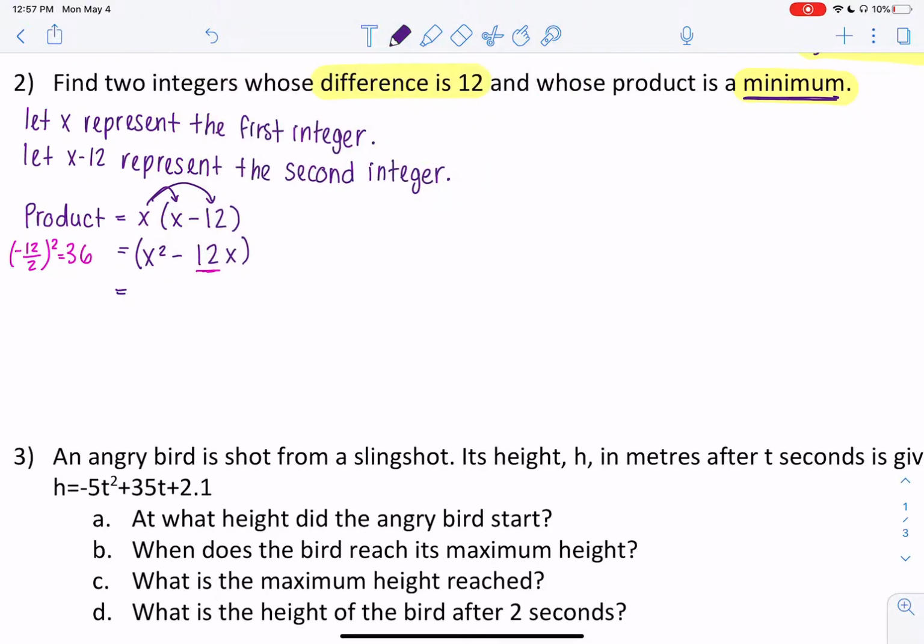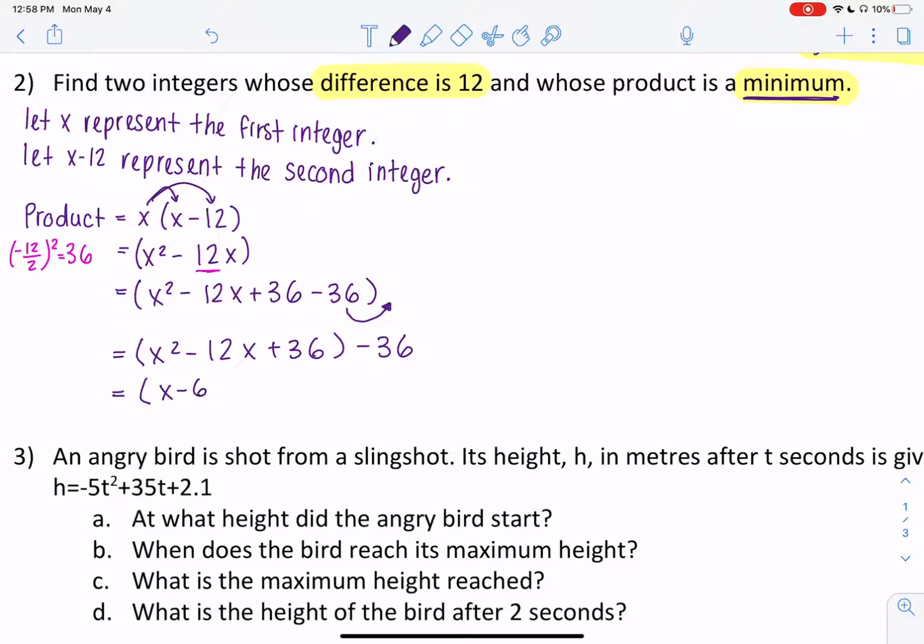So now I add 36 and I subtract 36. And now I have to move out the negative 36. And I always just check that there's nothing over here that I have to multiply it by. Because we don't have a number over there, I don't need to worry about multiplying it by anything, or I'm basically just multiplying it by 1. So now I'll have x squared minus 12x plus 36 minus 36. And now what I'm going to do is I just factor the stuff in the brackets. So we'll have x minus 6 all squared minus 36. So that is our complete square.